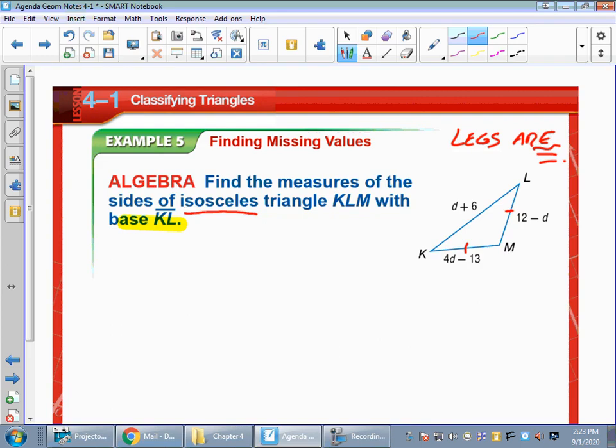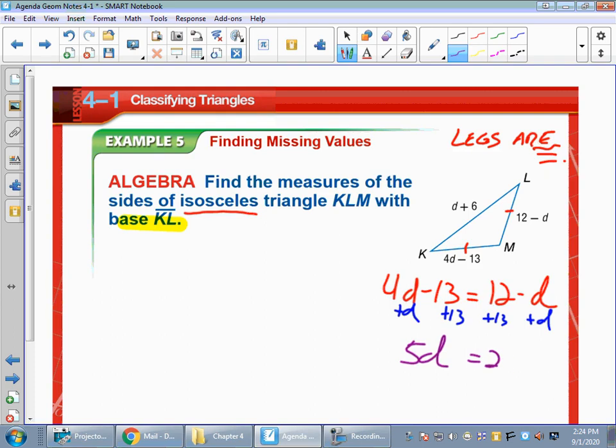So because they're congruent, we can set those legs equal to each other. So 4D minus 13 equals 12 minus D, and I can go ahead and try to solve from there. In order to do this, I'm going to add D to both sides. I'm also going to add 13 to both sides. There's multiple ways to do this, but I like dealing with the positives. So now I have 5D equals 25, and then when I divide, I'm going to get D equal to 5. Okay, and just do it by doing algebra.